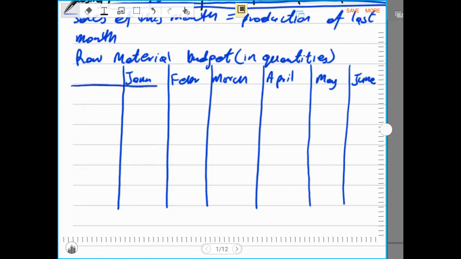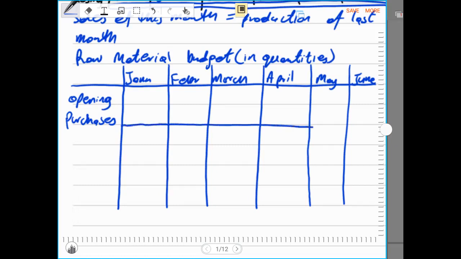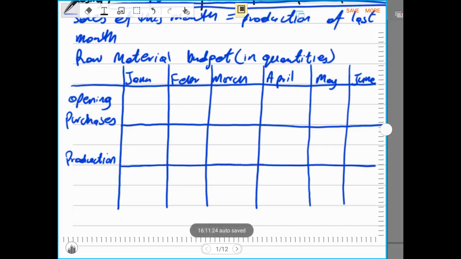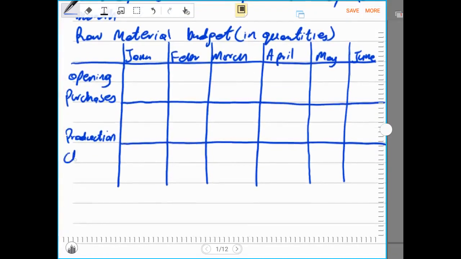So now here is our raw material budget, which starts with the opening balance. Then after we'll have purchases, because we purchased raw material from our suppliers. We want to know how much material was there, and how much material was purchased during the year, and how much material was used in production, and how much material is left at the end of the year. Then after we'll have production. Then after we'll have the closing material.